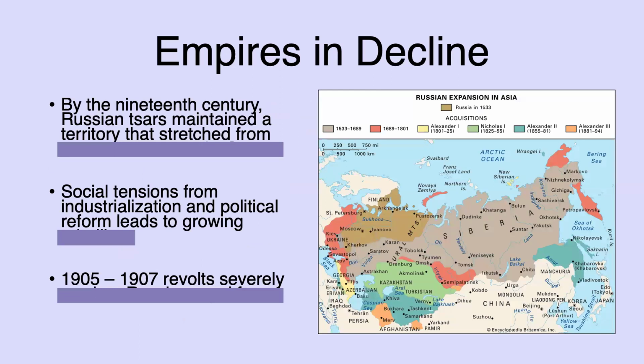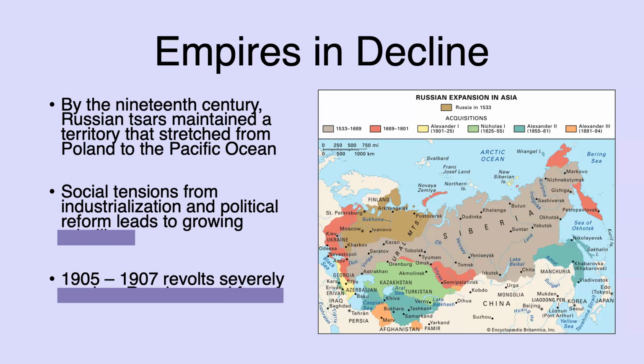So let's talk about Russia. So you can see here with this graphic, the levels of expansion by beginning in 1533 and expanding further and further out until the 19th century. It has acquired such a large swath of territory. And by the 19th century, these Russian czars maintain a territory that stretches from Poland all the way to the Pacific Ocean. It is quite a large swath of land.